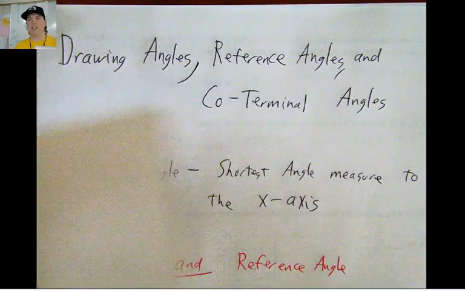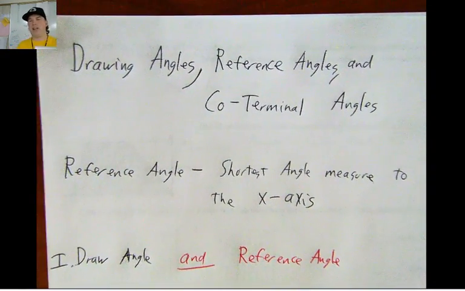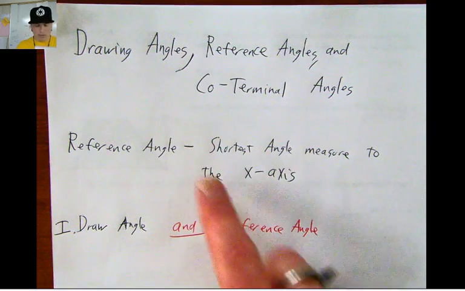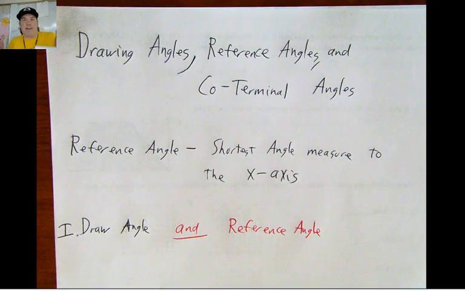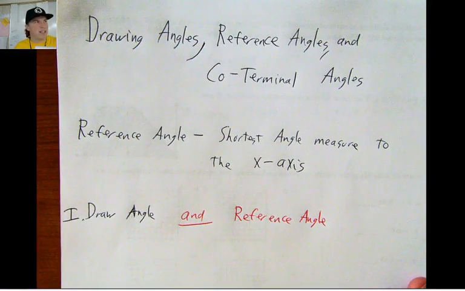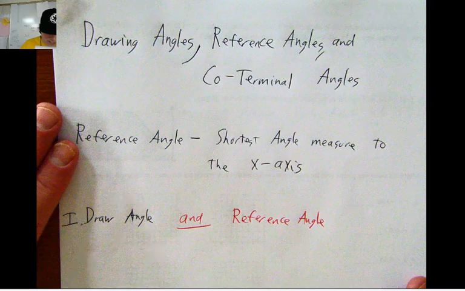First, what's a reference angle? A reference angle, this is in my own words, the shortest angle measure to the x-axis. It's probably a confusing definition at this point. I'm going to explain it while I'm working through these problems. And also, what do I mean about drawing angles? We all know how to draw angles, but these are trigonometric angles. Slightly different. Are they? Yeah, you know, angles are angles, I guess. Anyway, let's just get into this.